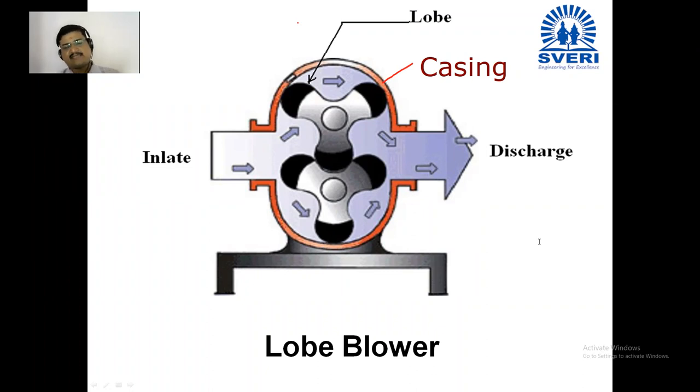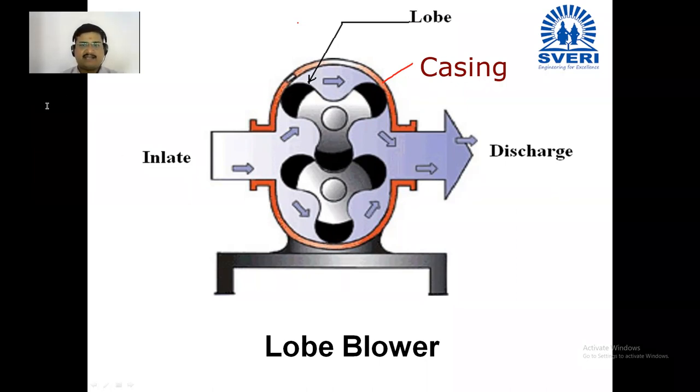And what do you mean by casing? Now we have seen in case of pump, in case of the compressor. What do you mean by casing? Outer covering. Yes, outer cover or housing or shield is known as the casing. Okay. Now, my friend, you can see here, there is a casing. Means this all mechanism is closed inside the casing.